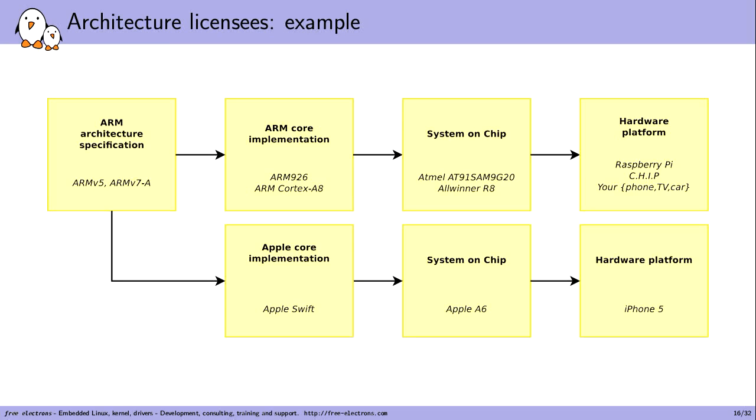So here is an example. Apple doesn't purchase the ARM implementation of an ARMv7A core, but instead implements its own, which it uses in its own system on chip, which is used in its own phone.